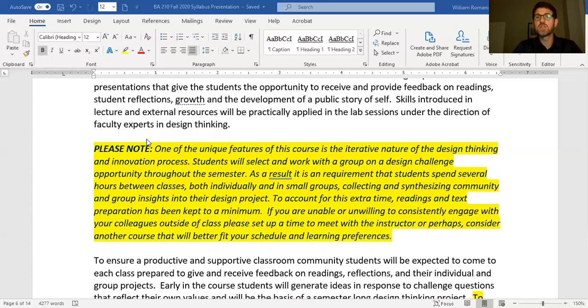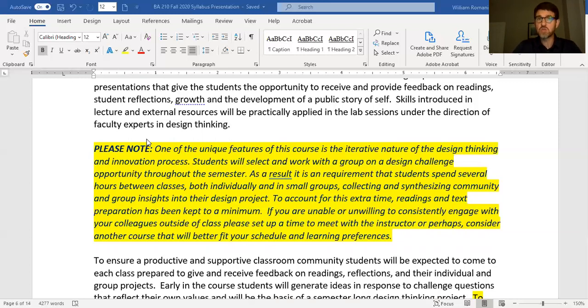And most of the readings are front-loaded to the beginning of the class. That is so that the time that you have outside of class can be spent with your group, collecting insights, doing the secondary research, putting your presentations together for when we get back together as a group on Mondays and Tuesdays. So I want to be very upfront about that.